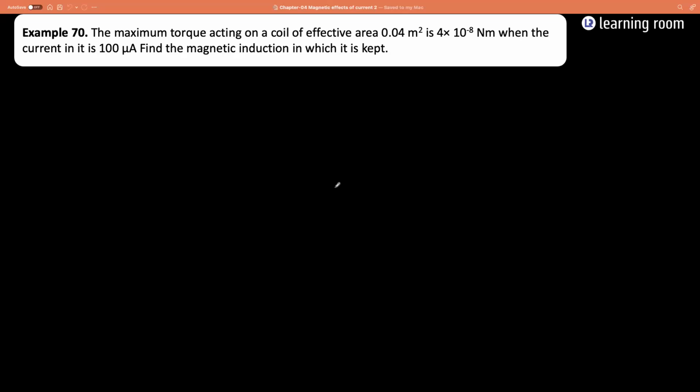So listen to this carefully. The maximum torque acting on a coil of effective area 0.04 meter square is 4 into 10 power minus 8 Newton meter. Even before you proceed, when you see the word maximum torque, what comes to your mind? Theta is equal to 90. So torque is equal to MB, or I can write it as N into I into A multiplied with B. So what else is given?